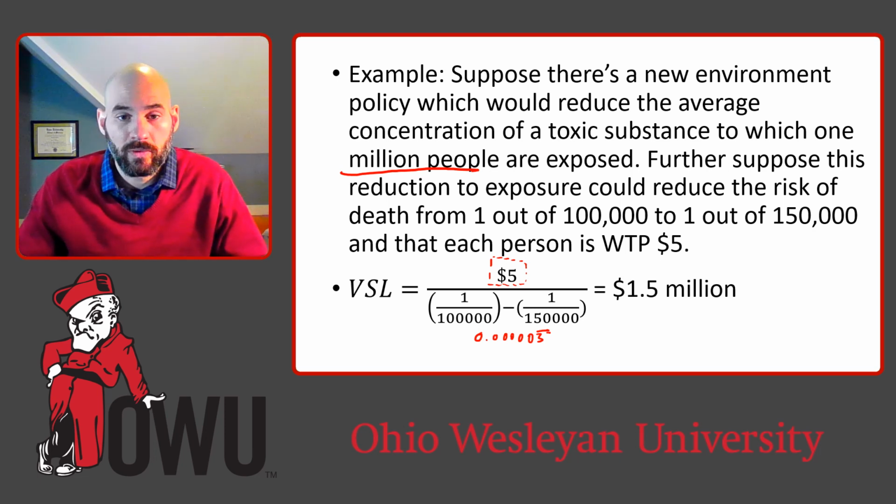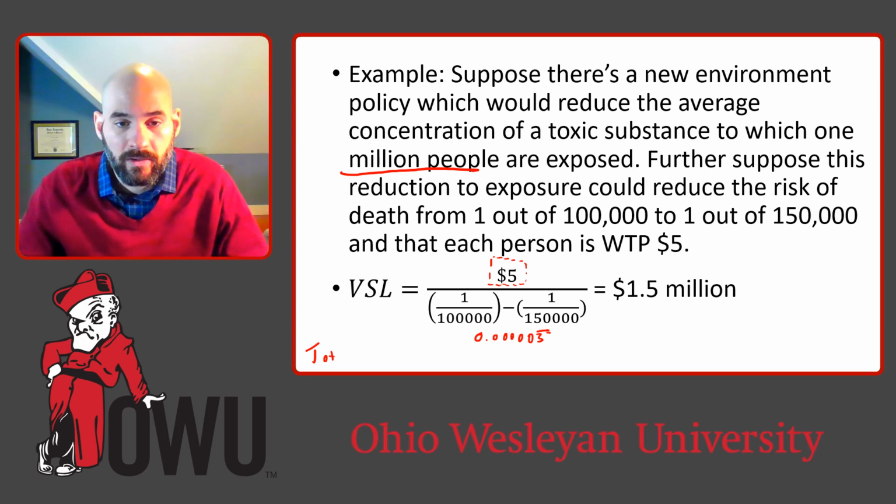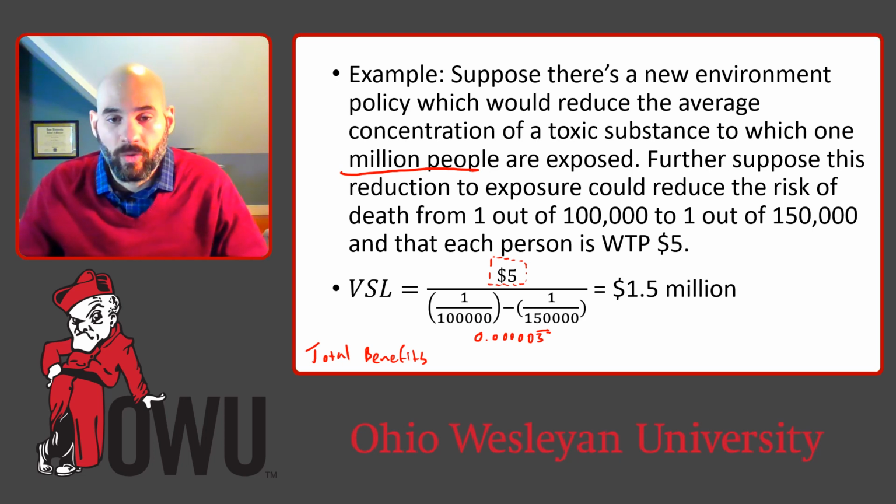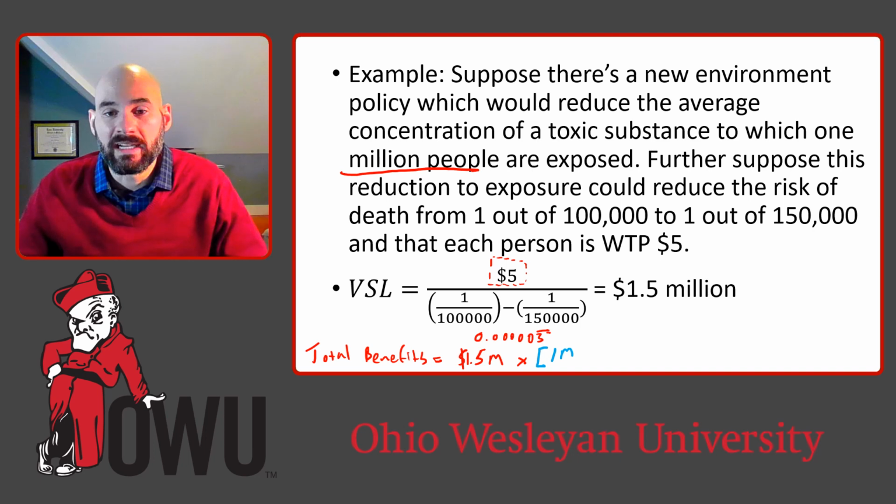However, if we want to look at the total benefits, then we are going to need to multiply that $1.5 million, the value per case, by the number of cases avoided. And so here we're going to have in brackets the 1 million people. And we know that the reduction in risk to those 1 million people is going to be this value.